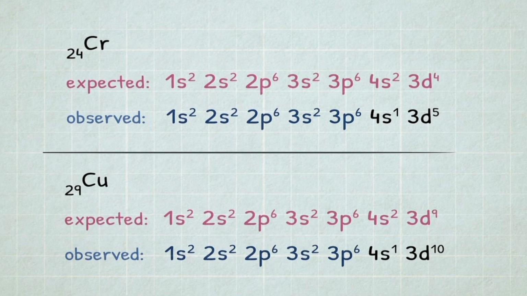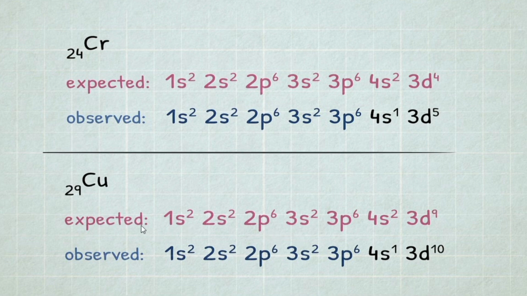So mind you, when you are writing the configuration of chromium, I've taught you how to write the electron configuration of a given element, or let's say an atom of an element. So make sure for chromium you give the 3d orbital 5 electrons, and the remaining one you give to the 4s. Take note of that.